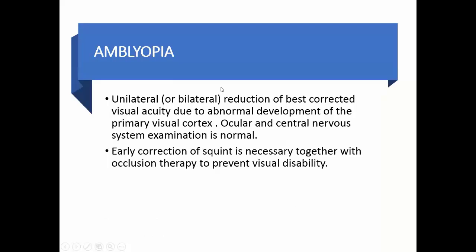Right. The important thing is amblyopia, because amblyopia is a condition where, unilateral or sometimes bilateral. In esotropia, in congenital esotropia, sometimes you get bilateral amblyopia. It is a reduction of best corrected vision. Whatever the best glasses you give, their vision is not corrected. That is due to abnormal development, a visual development problem in the visual cortex. If you look at the ocular central nervous system, it may be normal. Like if you have a squint, if you correct it later, you can't correct the amblyopia because the brain development has already gone in the wrong direction.